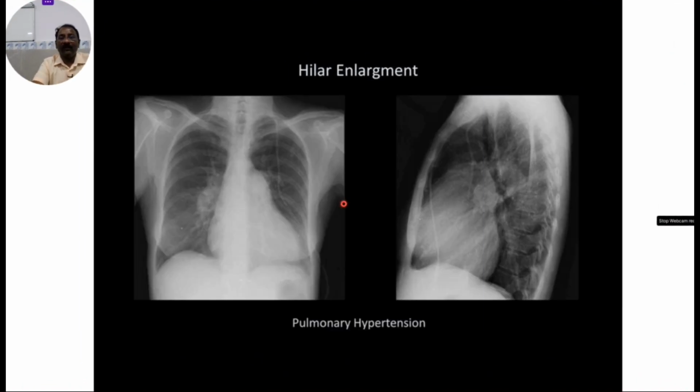See the hilar enlargement. Here the cause is pulmonary hypertension. See the heart. Right heart border. See the left heart border. See the hilum here. So this is the pulmonary artery. Pulmonary arterial hypertension. Okay. Hilar enlargement. See the anterior. See the posterior. Normal. See the middle mediastinum. Mostly the middle mediastinum.